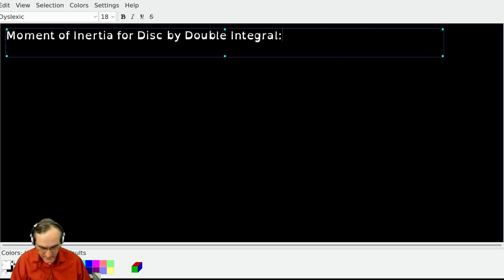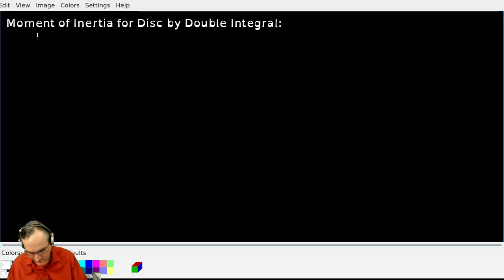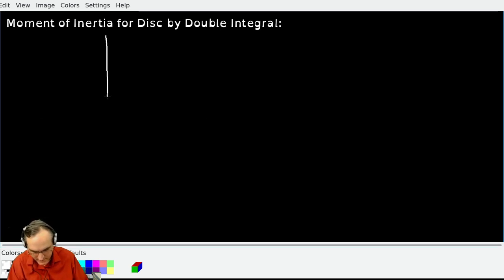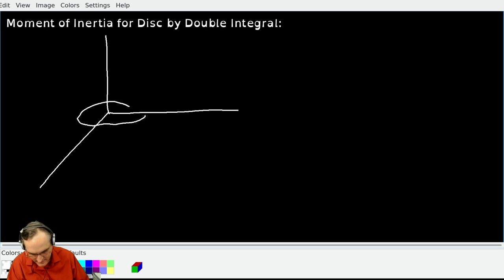Okay, so here's a video showing how to use double integrals to do the moment of inertia of a disk. So we're going to imagine that we have our disk sitting here in the XY plane, and we're going to rotate it around the Z-axis with its center located right at the center of the Z-axis.